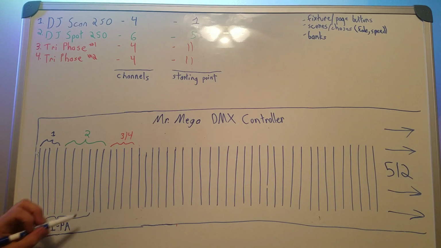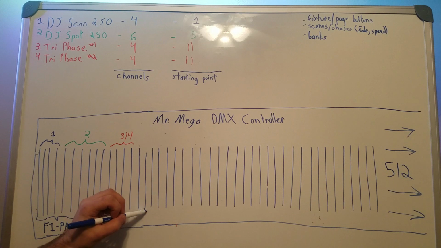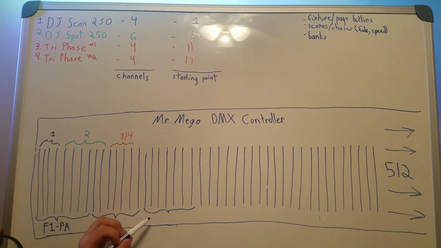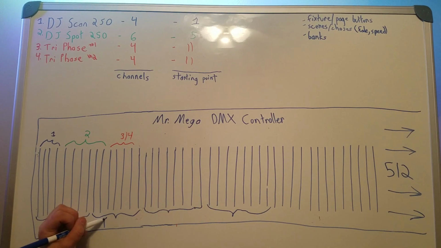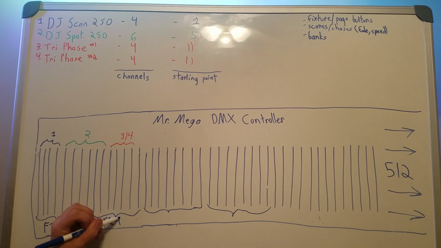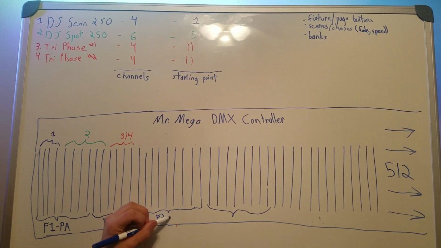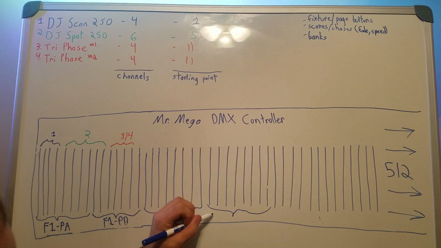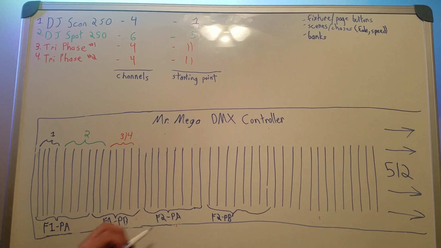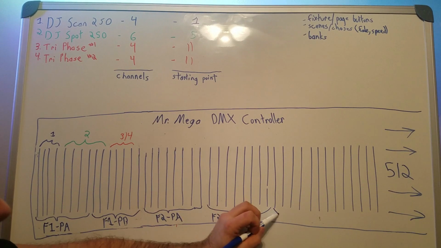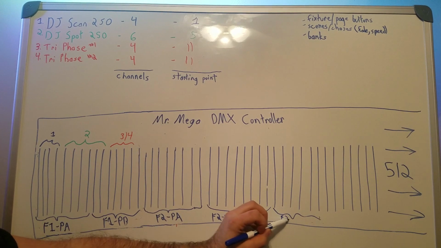Then my next page would be fixture 2, page A. So I'm going to show here. If I go 1, 2, 3, 4, 1, 2, 3, 4, 1, 2, 3, 4, 1, 2, 3, 4. Yeah, you get the gist. So this one's fixture 1, page B. A, B. Fixture 2, page A. Fixture 2, page B. Let's go one more too. So obviously that's fixture 3, page A.